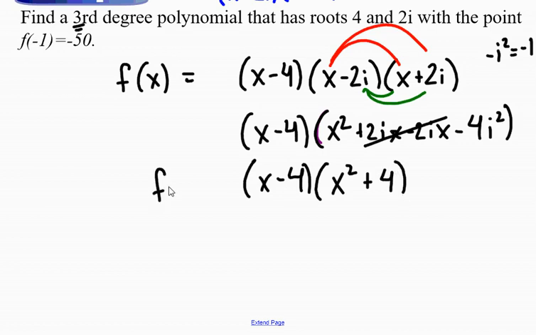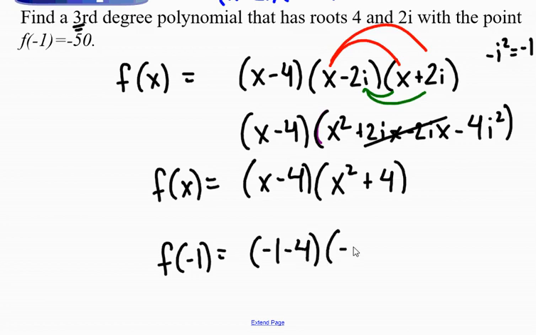So my polynomial must be something of this form. I have x minus 4 times x squared plus 4. Look, it's a power of 2 and a power of 1. Together, that would make a power of 3. It needs to have the property, though, that f of -1 equals -50. So that means if I put -1 in for x, I need to get -50 back. So let's look and see if that's true right now.